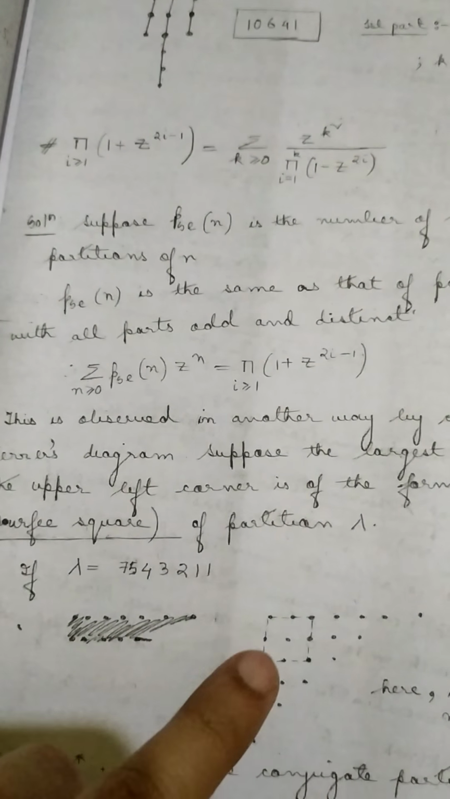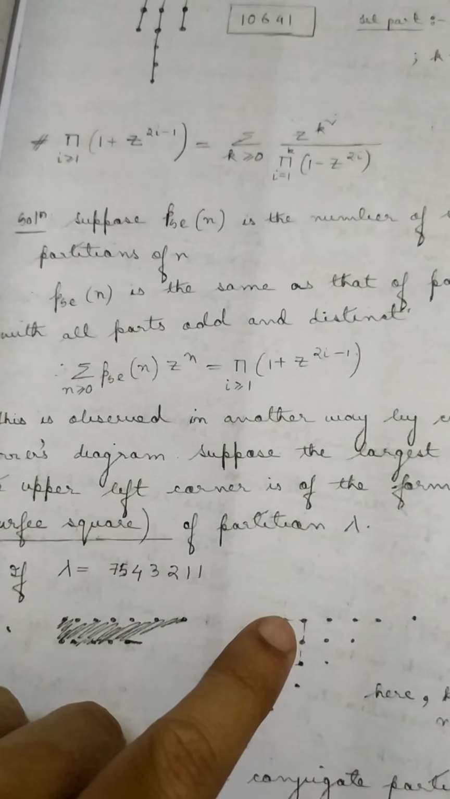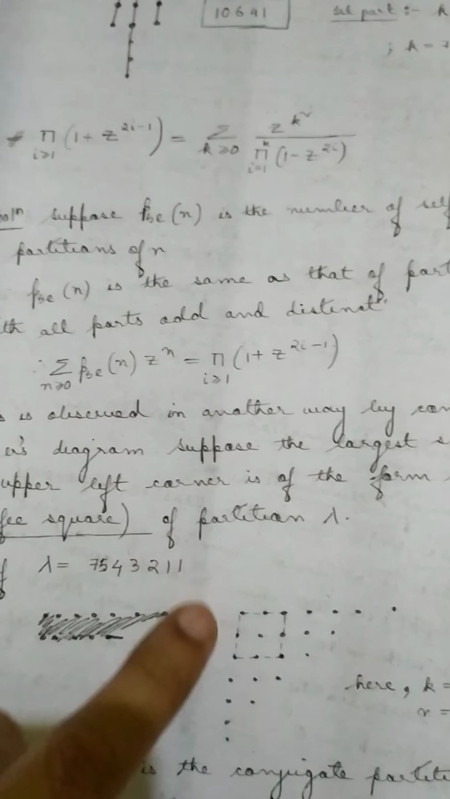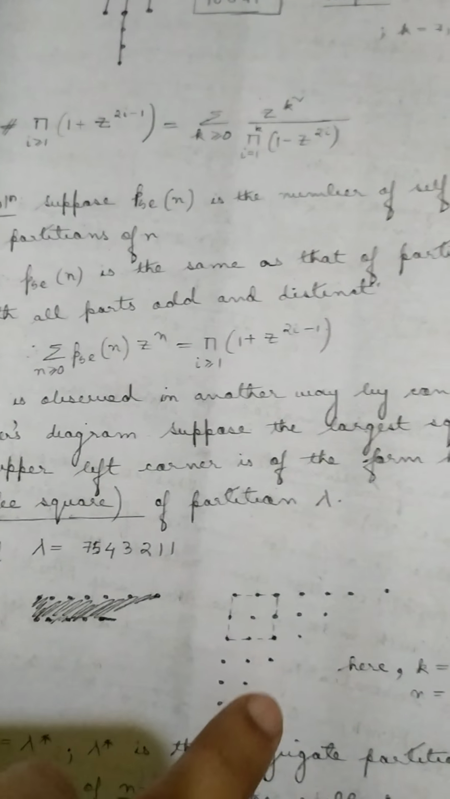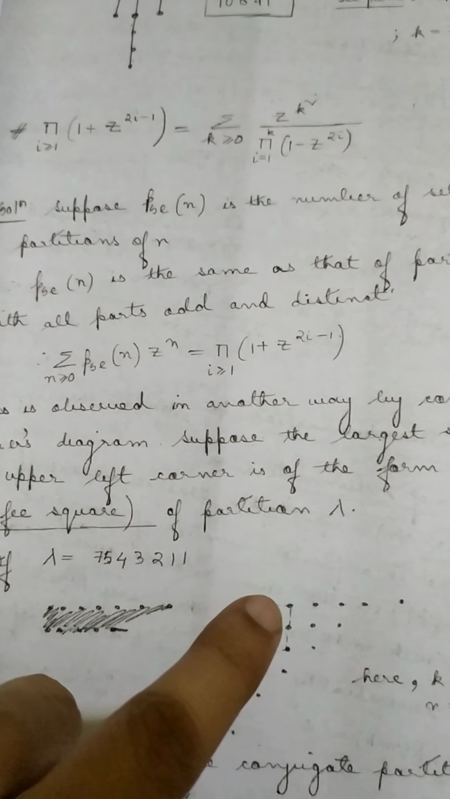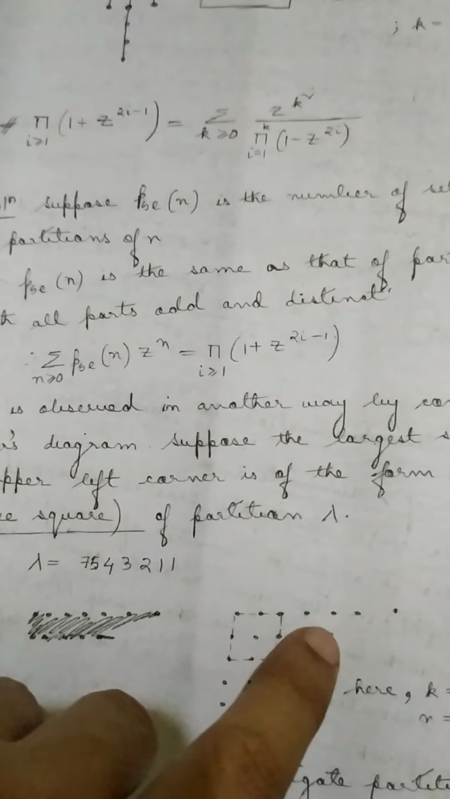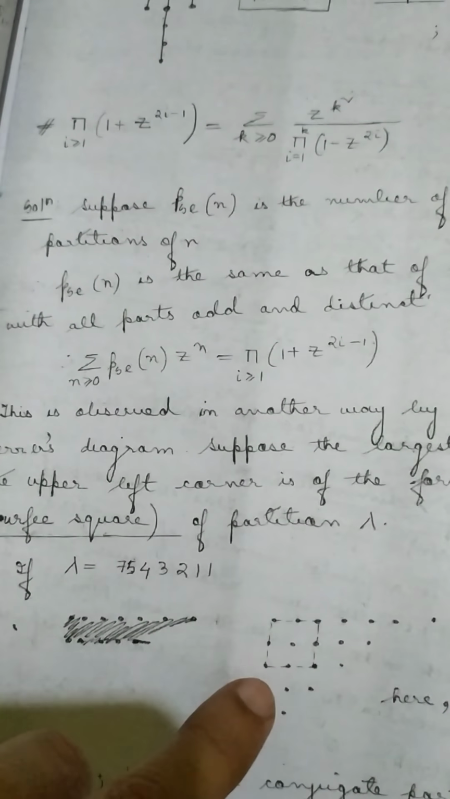Then you can see how many remaining dots there are. All total there are n dots, because these dots represent the partition of n. The Durfee square contains k square dots, so you have to delete these k square dots, that is n minus k square. So how many dots are remaining? n minus k square.